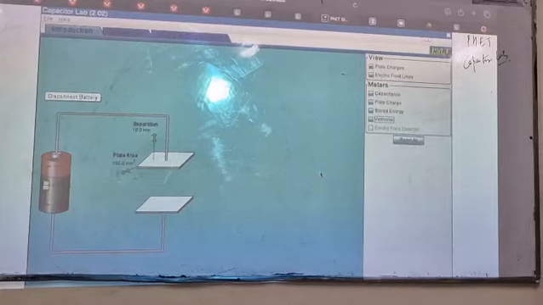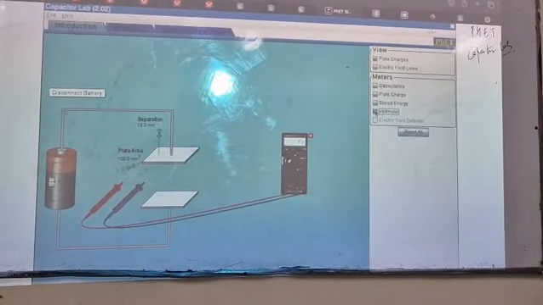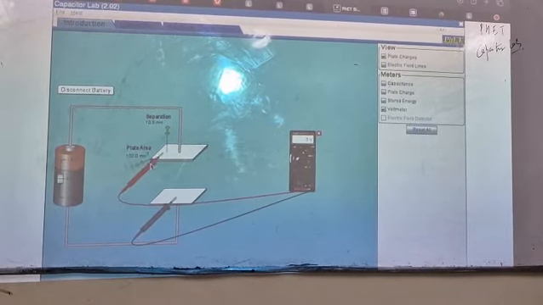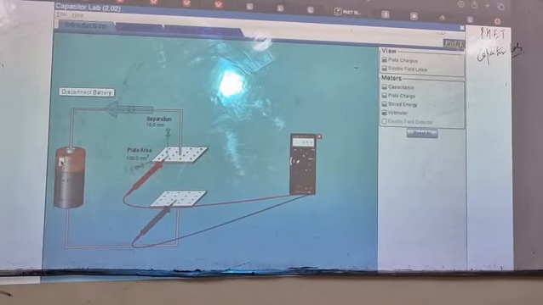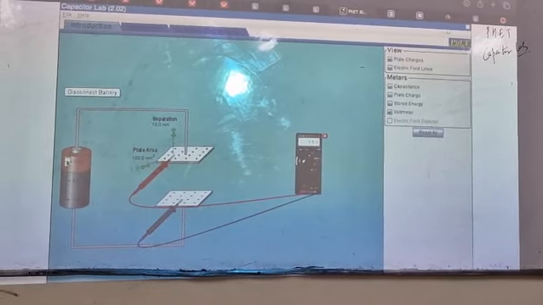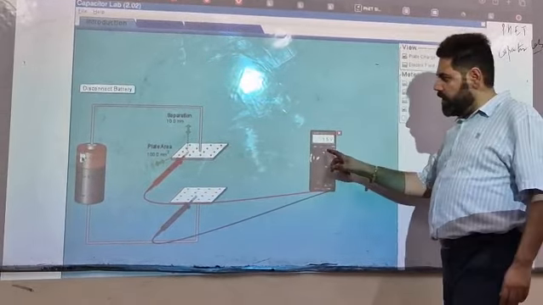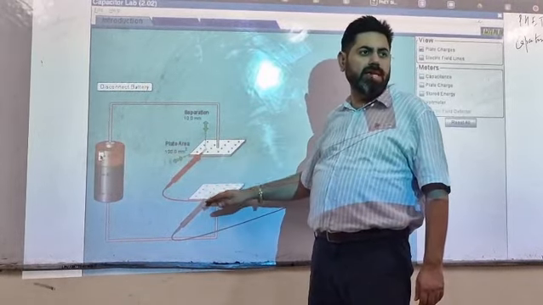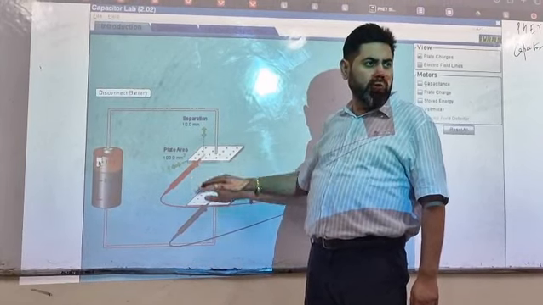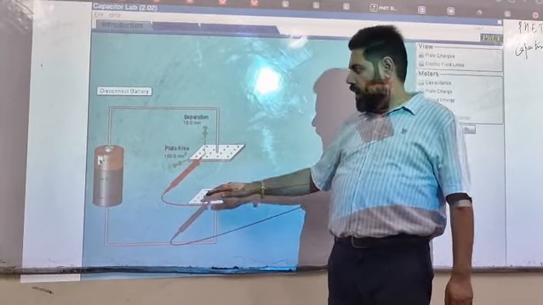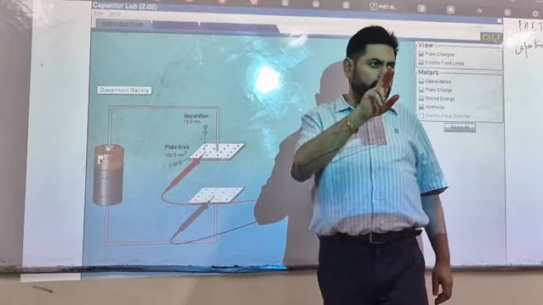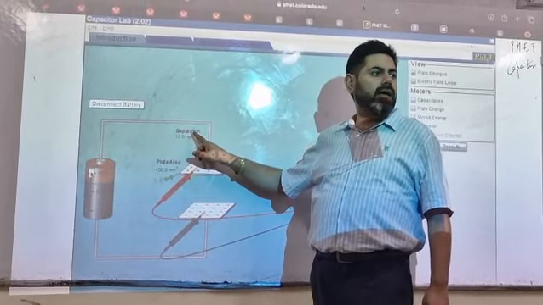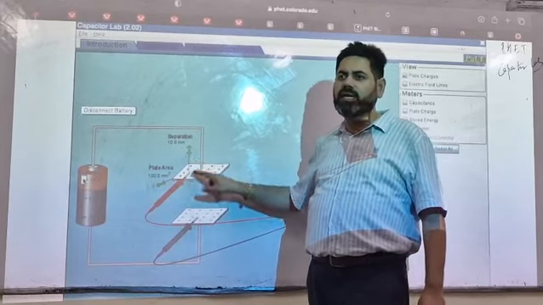So let us introduce a voltmeter. In the voltmeter settings, we raise the voltage up to 1.5 volt. Now we have increased the voltage to 1.5, and as you can see the capacitor plates gain the charge. Upper one becomes positive, lower one becomes negative, and we already know the capacitance depends upon two parameters. One is the plate area, and second is the separation, that is the gap between the two plates.